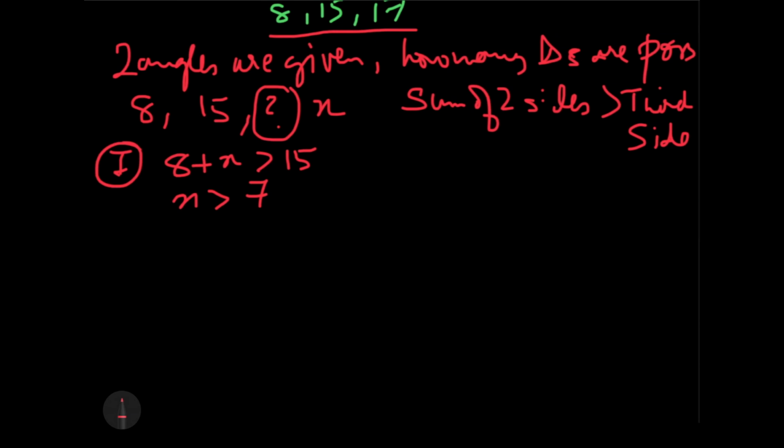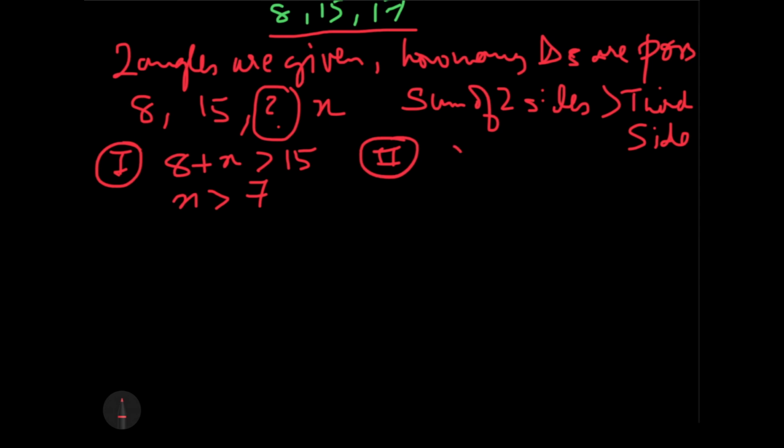Okay, that means whatever happens, with 8 and 15 as the other pair, 1, 2, 3, 4, 5, 6 and even 7 cannot be x. We need a number more than 7. So this gives me one value. Another value, let's check from another case.